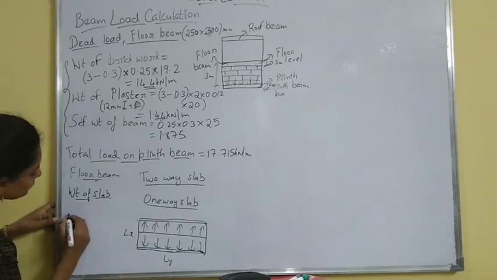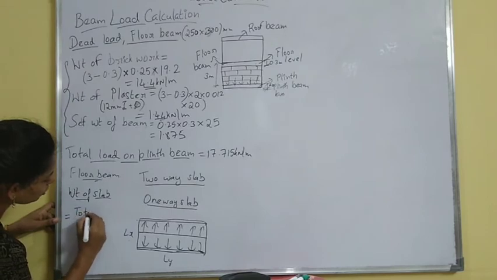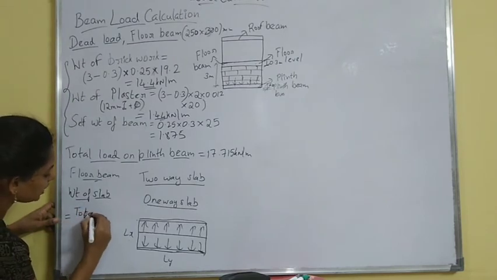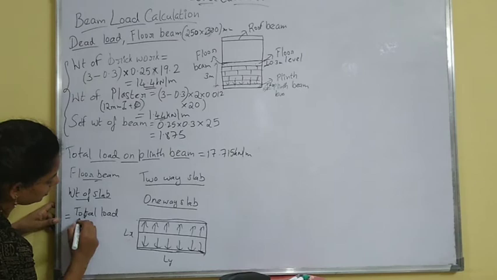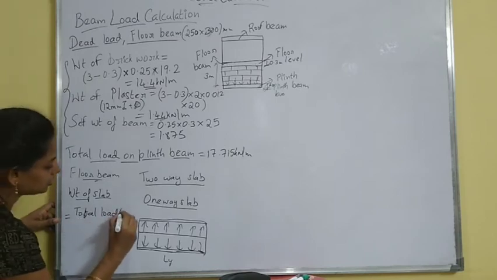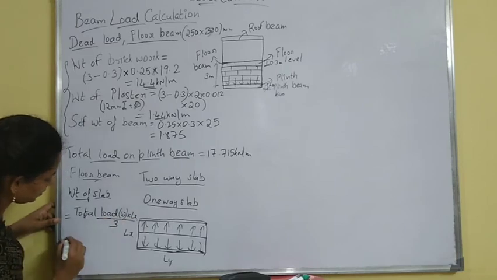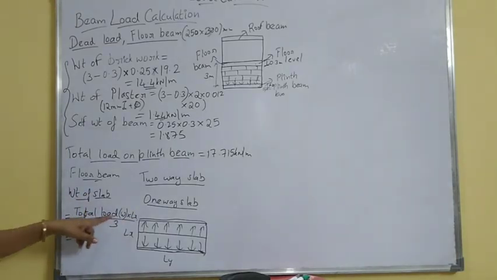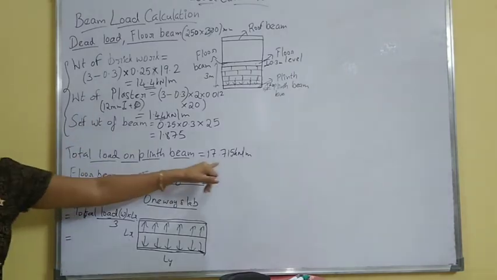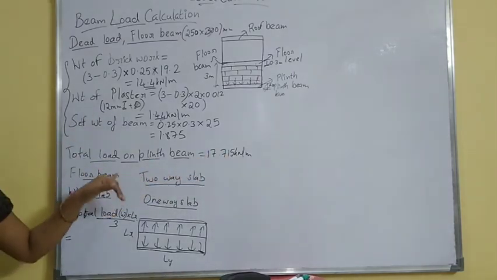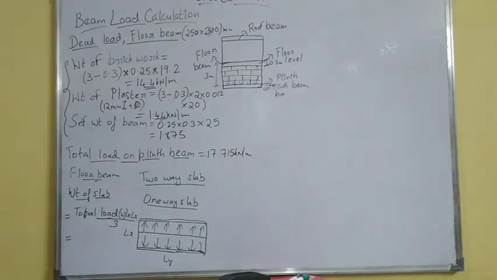So for the weight of slab, you have to consider the total load that you have calculated, W into Lx by 3. This is your self weight of slab. The total load you will calculate using the slab calculation, multiplied by the shorter span distance divided by 3. This you have to add for this 17.715. You will get the total load on the floor beam.